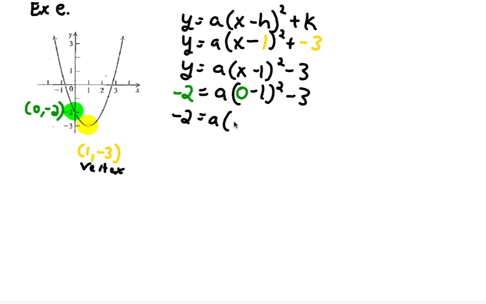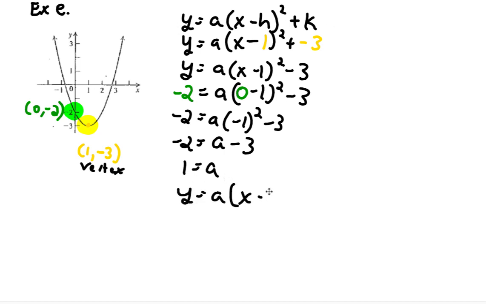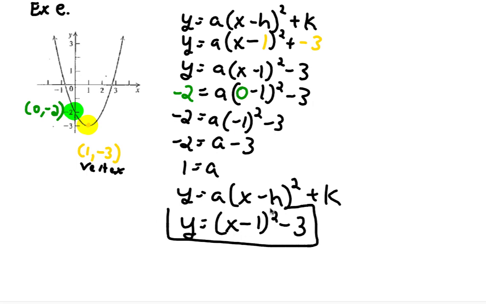So -2 is equal to a times -1 squared minus 3. -1 squared is 1 times a is a. So adding 3 to each side gives a is equal to 1. So now I go back to my vertex form of the equation, substituting in a and the vertex. So again, replacing a with 1, replacing h with 1, replacing k with -3. So my equation is y equals parentheses x minus 1 quantity squared minus 3.